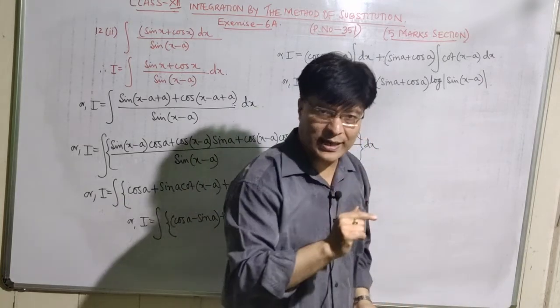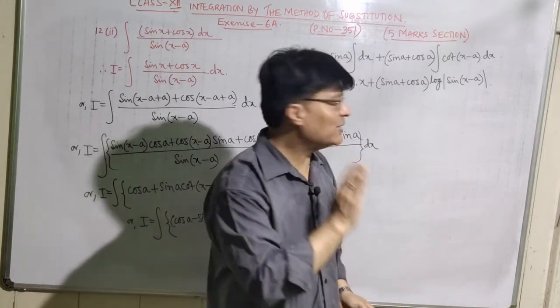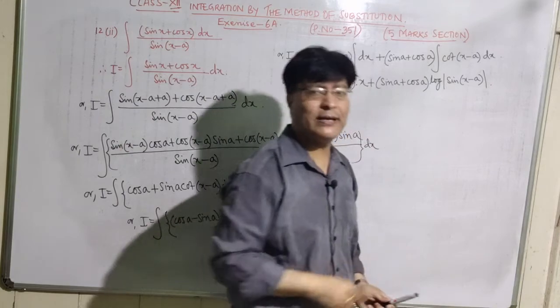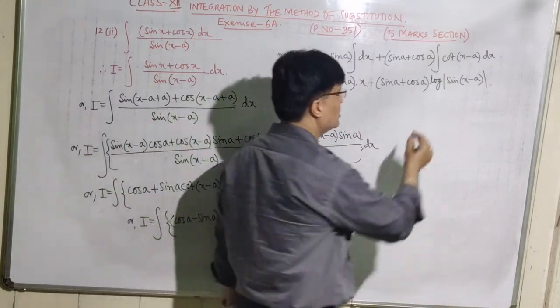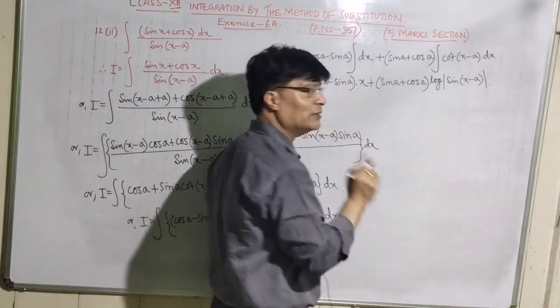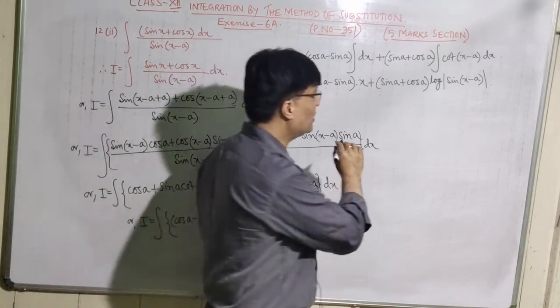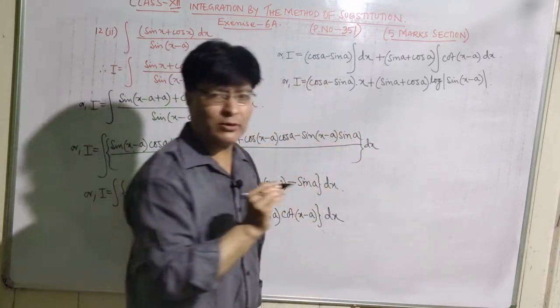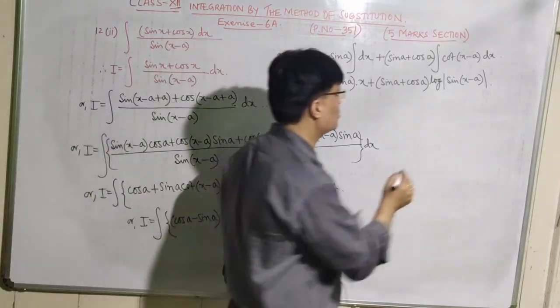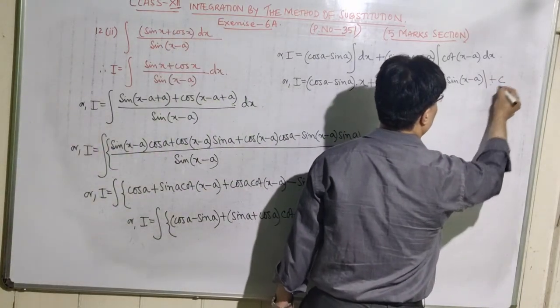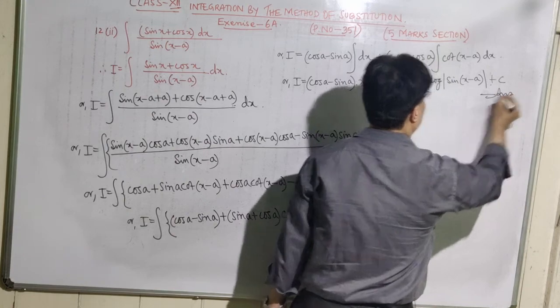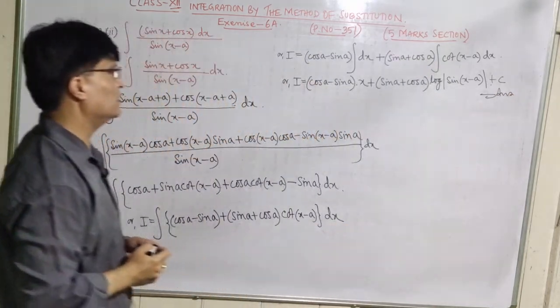Since it is 1, you don't have to write it. But in case of differentiation, you have to multiply it by 1. This is the only integration out here, that is log within mod sine of x minus A, whole divided by 1. Since it is 1, we haven't written it. Then we should write plus c. So this is the final answer.